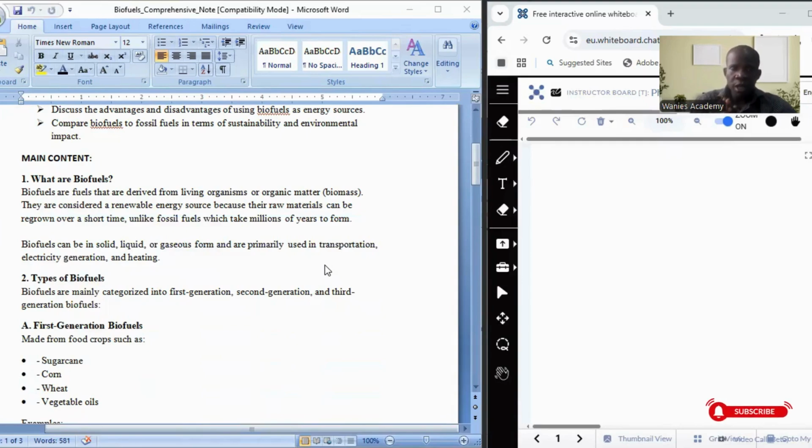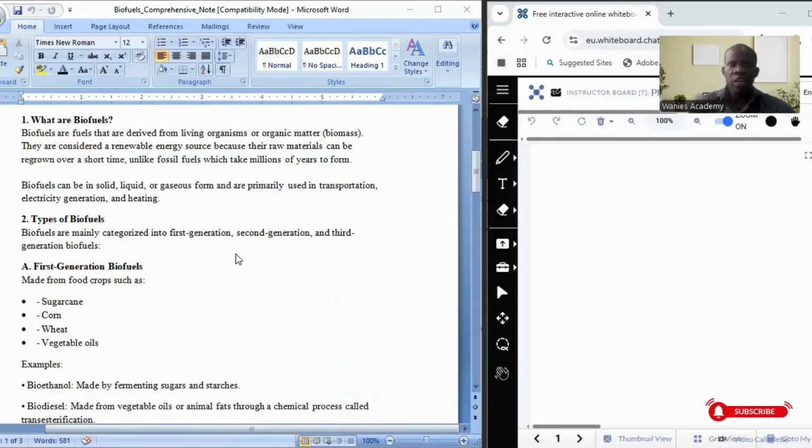So now we have the 1st generation. They are made from food crops such as sugarcane, corn, wheat, and vegetable oil. All of these, the 1st generation, are derived from food crops. So these are the 1st generation of biofuel.